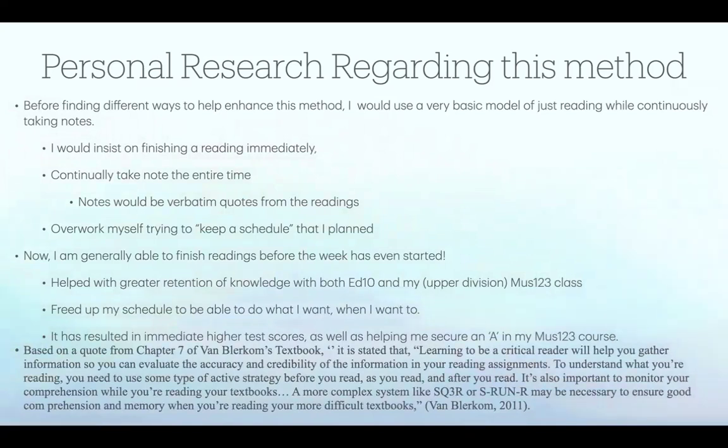And as stated in the text, College Study Skills: Becoming a Strategic Learner, from Van Blerkom, 2011: Learning to be a critical reader will help you gather information so you can evaluate the accuracy and credibility of the information in your reading assignments. To understand what you're reading, you need to use some type of active strategy before you read, as you read, and after you read. It is also important that you monitor your comprehension while reading your textbooks. A more complex system like SQ3R or SRUN-R may be necessary to ensure good comprehension and memory when you're reading more difficult texts.